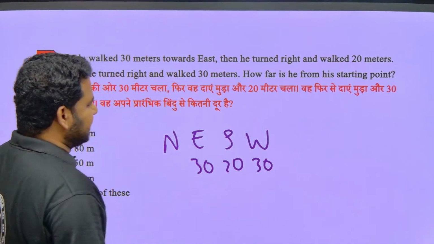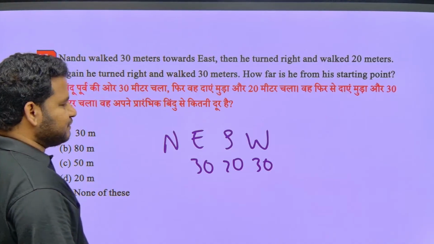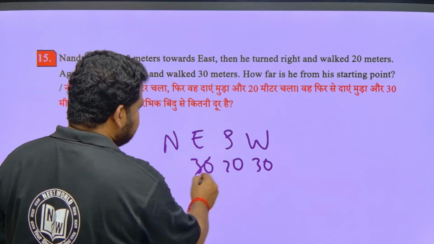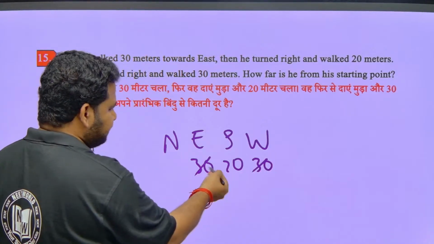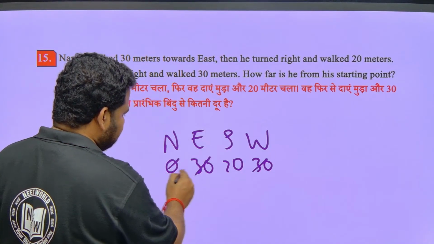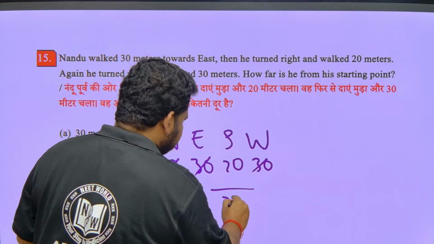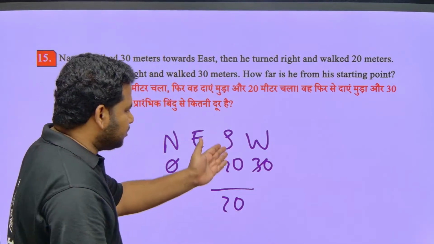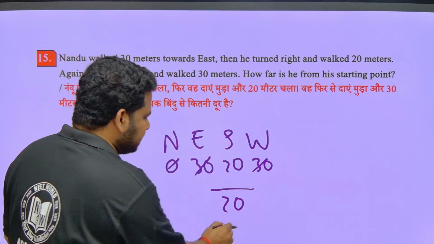How far is he from his starting point? They are asking how far he is from the starting point. What should I do? The 30 and 30 I should cancel. North and south, if I find the difference, there is 0. Nothing is there means it is 0 only. So the difference is what? 20. Under which should I write? Under south only I should write, because out of 20 and 0, 20 is the bigger number.